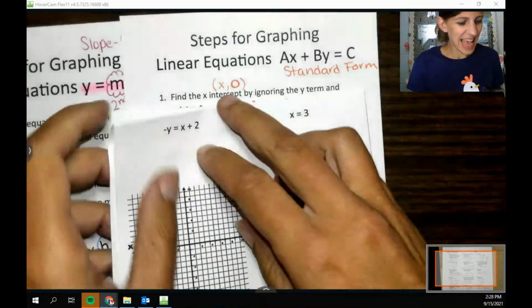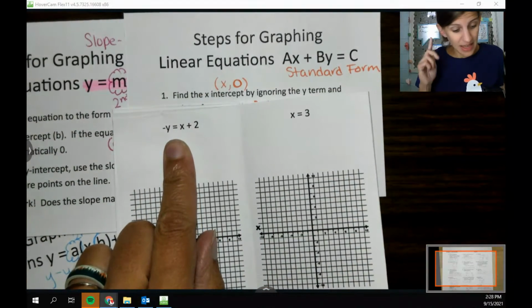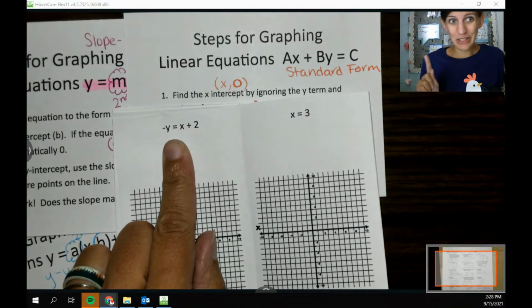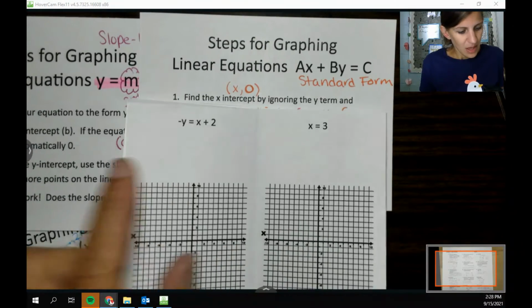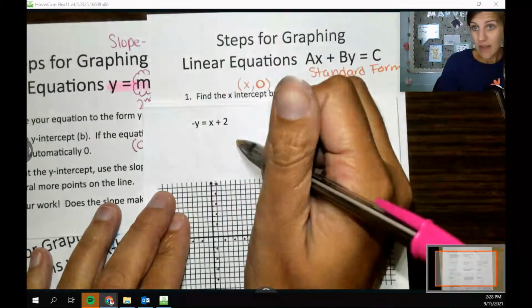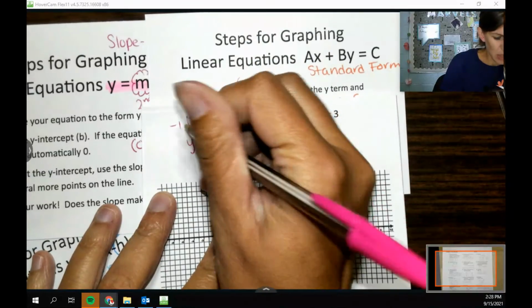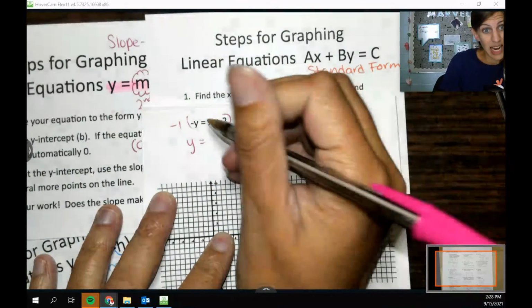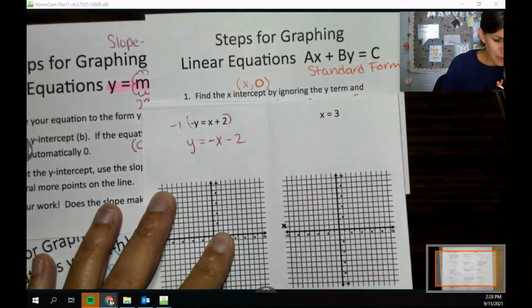Alrighty, on to the next. The next one that I have here is almost y equals mx plus b. It's so close. I just need for that y to not be negative. So you can divide the negative away. I'm going to just multiply it away. It does the same thing. So if I multiply negative 1 on one side, I fully need to do that on the other. So negative x minus 2.